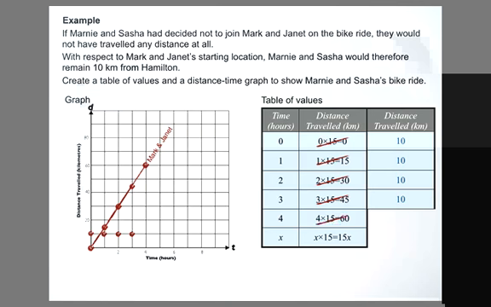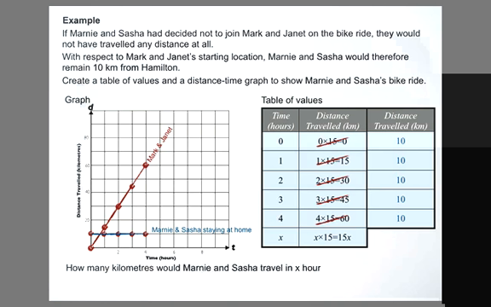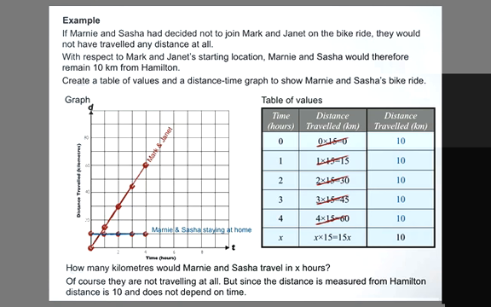And 4 hours. And in fact, X hours as well. So Marnie and Sasha staying at home is represented by the horizontal line at 10 kilometers away from Hamilton. How many kilometers would Marnie and Sasha travel in X hours? Well, if they don't go anywhere, they'll always be 10 kilometers away from Hamilton. So, of course, since they're not traveling at all, but the distance is measured from Hamilton, the distance is 10, and it doesn't depend at all on time.